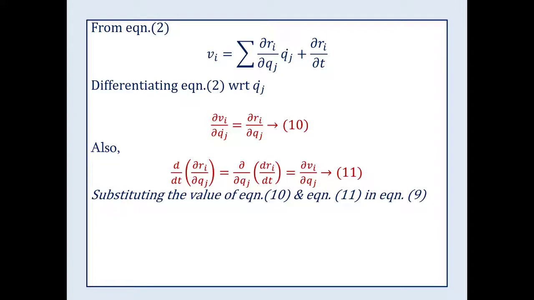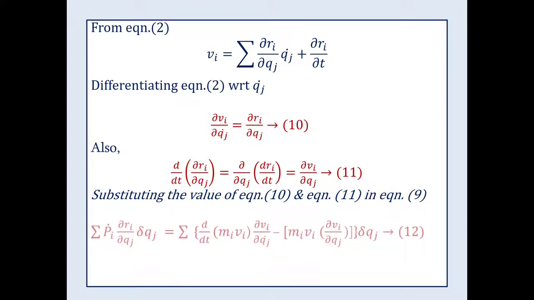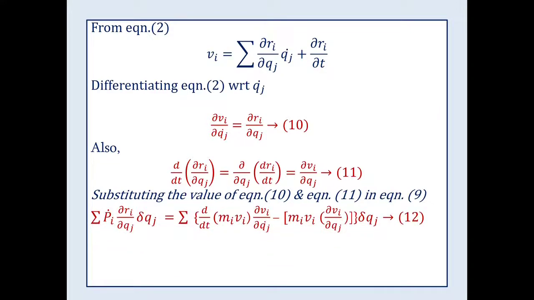Substituting equations 10 and 11 in equation 9, we get summation pi dot into ∂Ri/∂Qj into δQj equal to summation d/dt of mi vi ∂vi/∂Qj dot minus mi vi ∂vi/∂Qj. In place of ∂Ri/∂Qj, we get ∂vi/∂Qj dot, and in place of d/dt of ∂Ri/∂Qj, we substitute ∂vi/∂Qj, the entire thing multiplied by δQj.